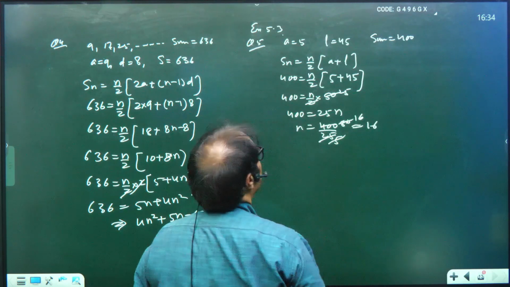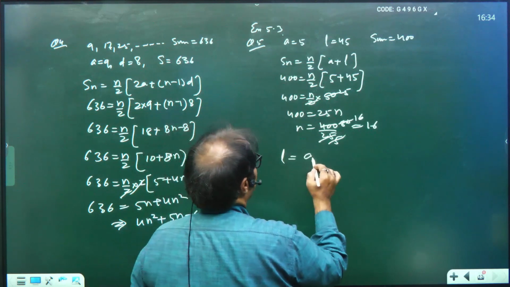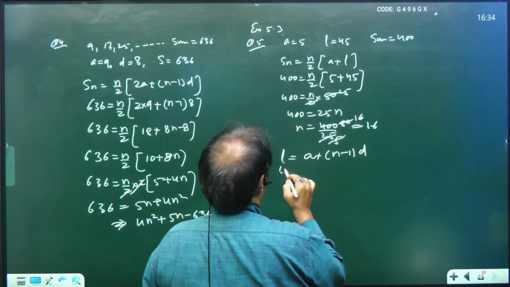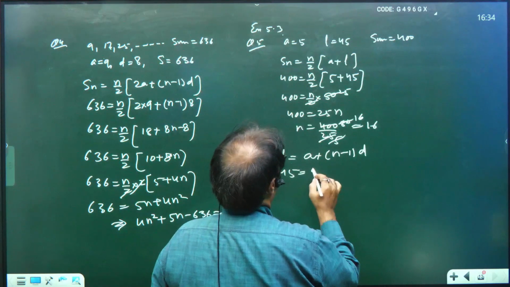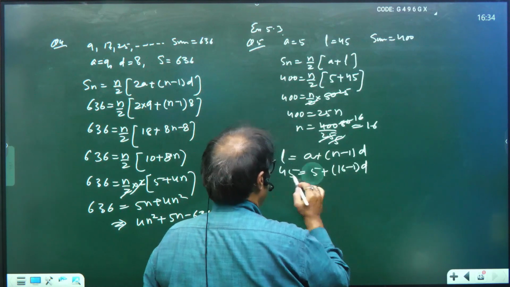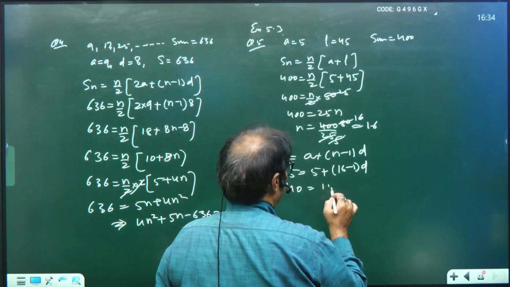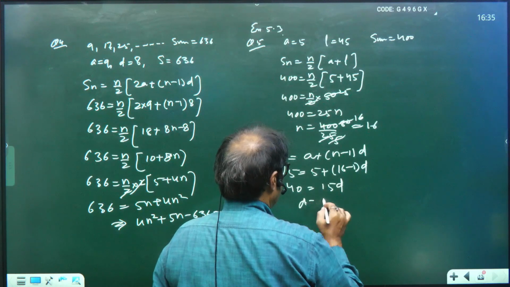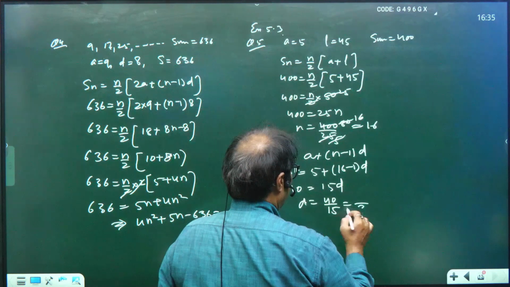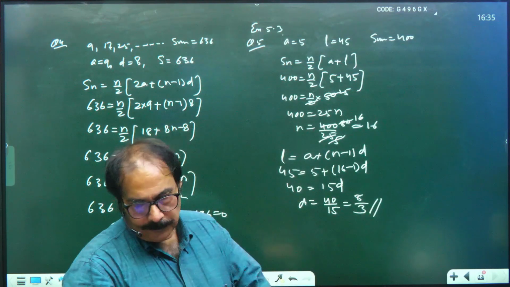So we got n equal to 16, and then apply the formula L equals A plus (n minus 1) into D. L is given as 45, A is 5, n is 16, minus 1, and D we have to find. So this is coming by subtraction: 40 equals 15D. So D is equal to 40 upon 15, which is 8 by 3. This is the common difference.